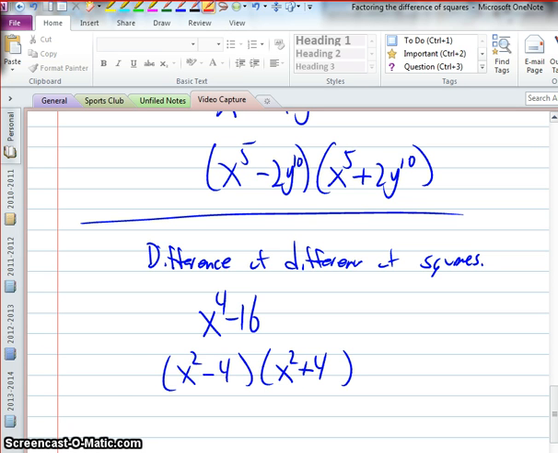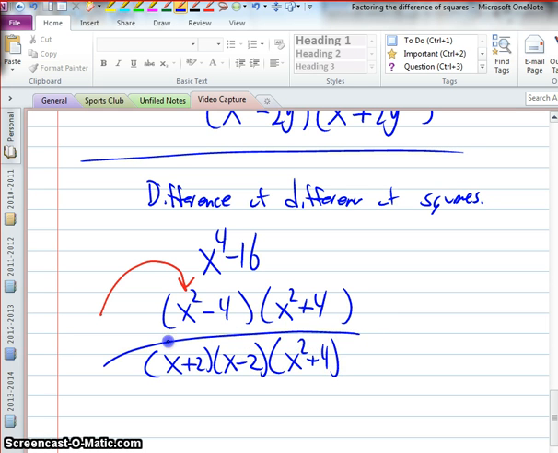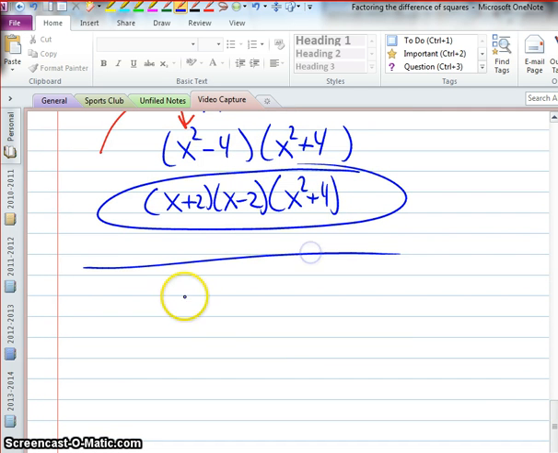The key to this problem is, notice this guy. We factored the difference of two squares into a sum and difference, but the difference happens to be the difference of two squares, meaning x squared minus 4 on its own is x plus 2, x minus 2. So the difference of squares will factor into three binomials. And I'll show you one more example of that, and then we'll call it a day.